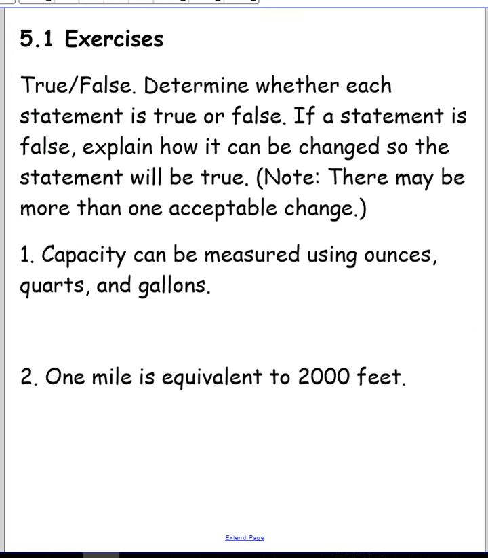So let's look at some of these true or false ones. You might not know all the answers to them, but we'll go over them together. So capacity can be measured using ounces, quarts, and gallons. Capacity is the amount of space inside of something to fill something up. So capacity is another word for volume. And so yes, ounces, quarts, and gallons are those units in the US measurement. So that is true.